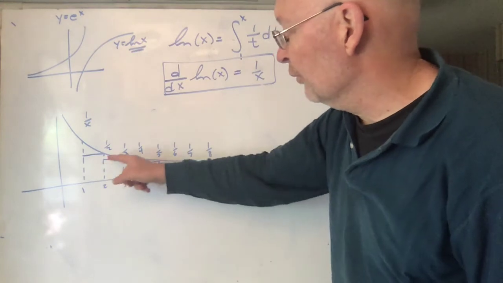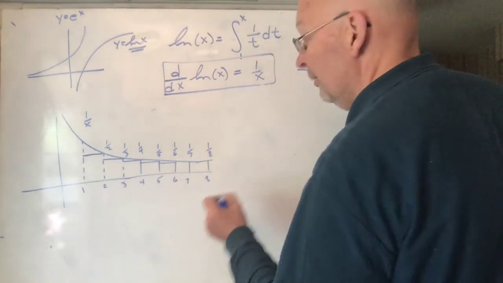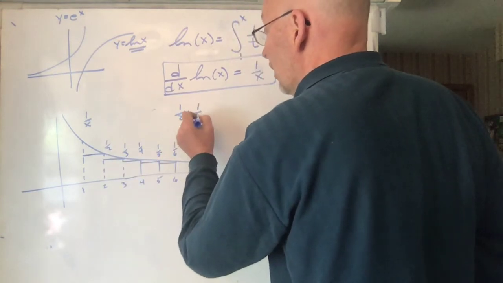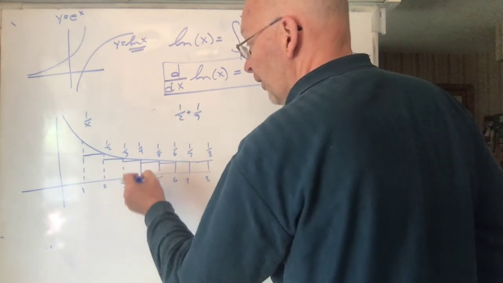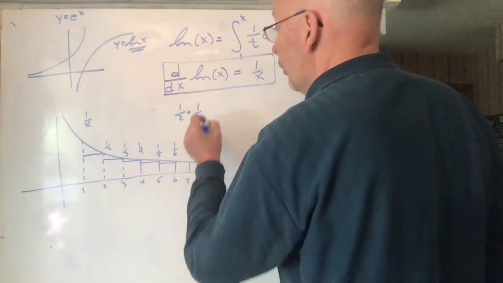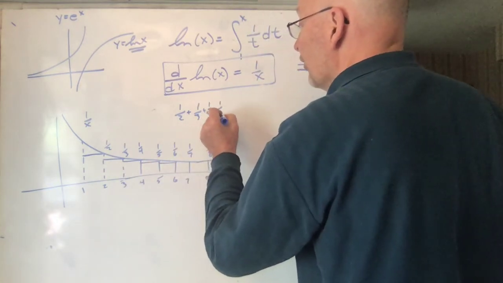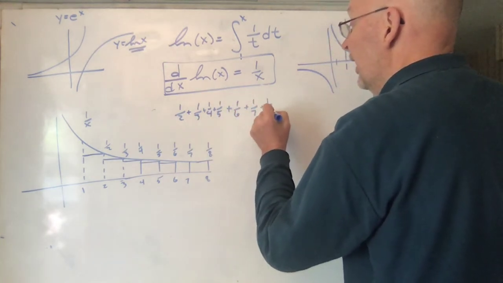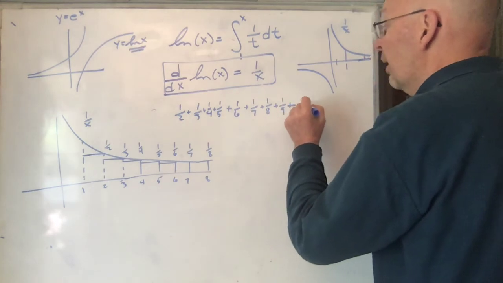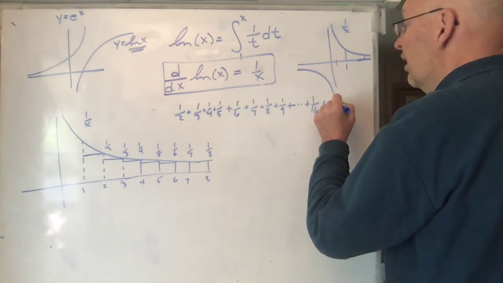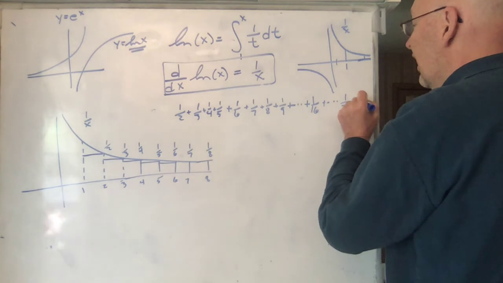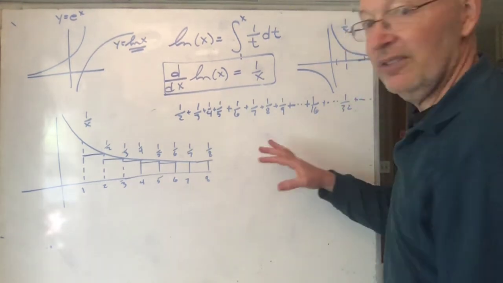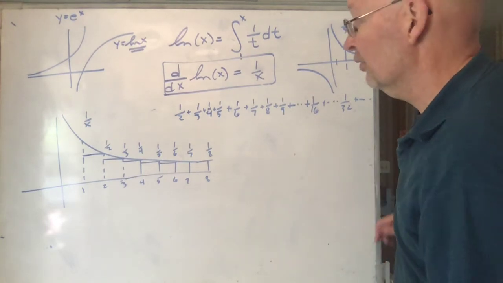So the areas of these rectangles are going to be 1/2 times 1, 1/3 times 1, 1/4 times 1, so all the widths are 1, plus 1/4, plus 1/5, plus 1/6, plus 1/7, plus 1/8, plus 1/9. I'm going to go out to 1/16, all the way to 1/32, and keep going. And here's what I want to show you. This is really cool. This gets into stuff that you see in Calc 2.